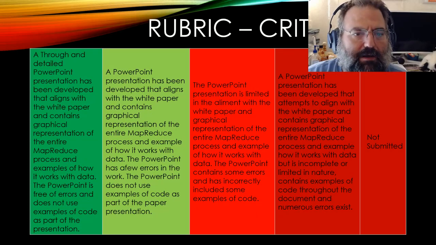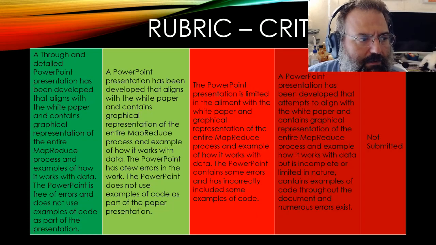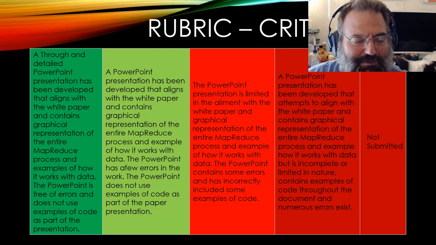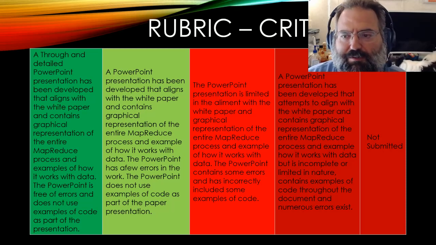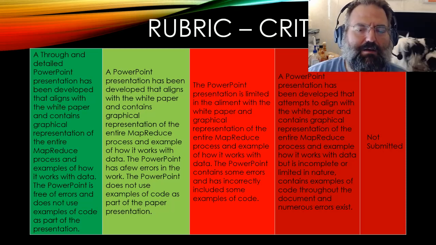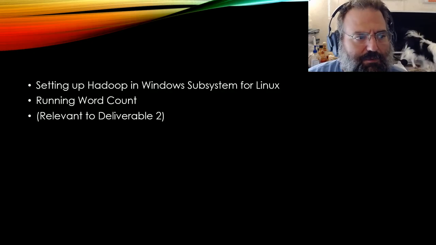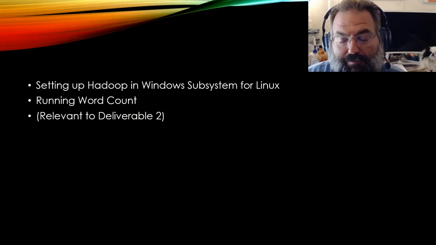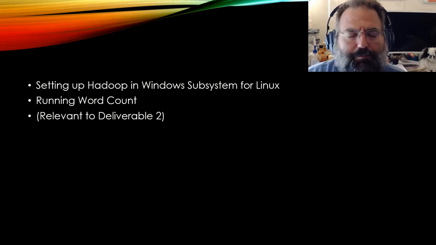And then your last criterion is a thorough and detailed PowerPoint presentation that aligns with the white paper, contains graphical representations of the entire MapReduce process, and an example of how it works with data. The PowerPoint is free of errors and does not use examples of code as part of the presentation. So again, no code. Code is in the next one. In preparation for that, historically, the first deliverable, people nail.